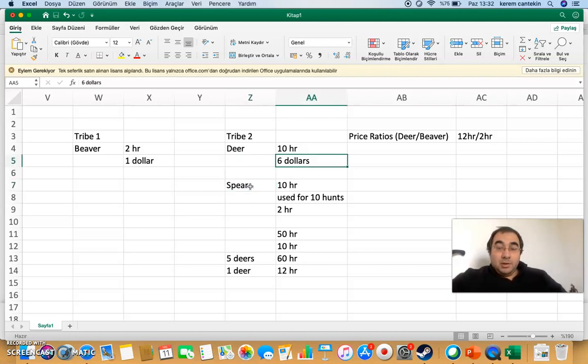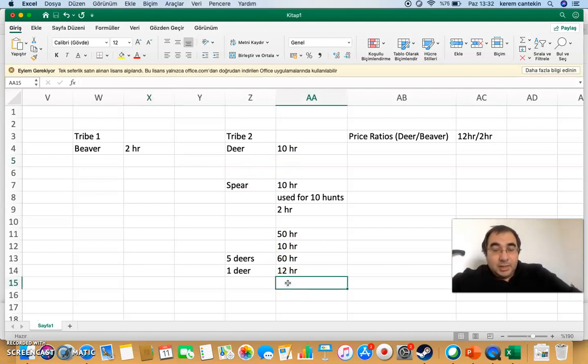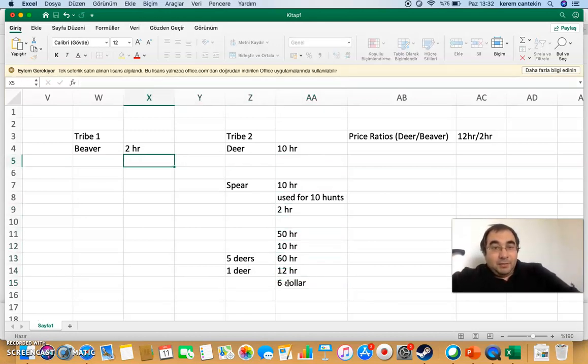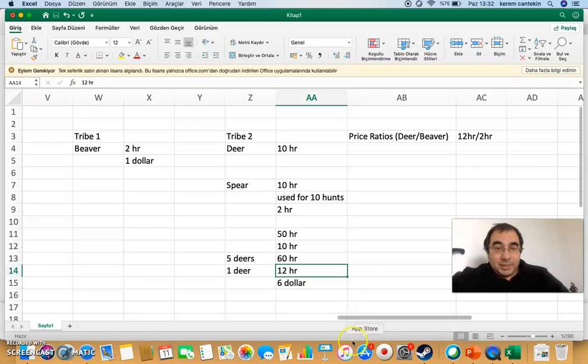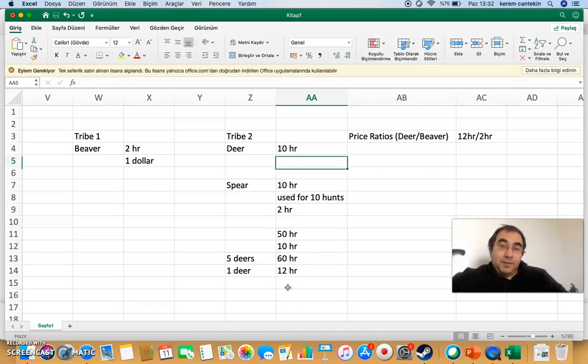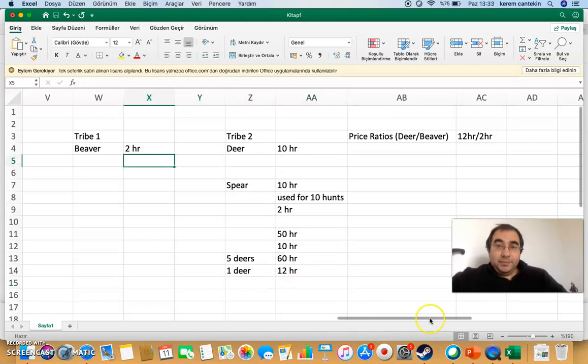So now, what will happen if we introduce capital? Well, of course, I should write $6 here and $1 here, since the final value of the time necessary is expressed here. So what will happen if we introduce labor and capital here?